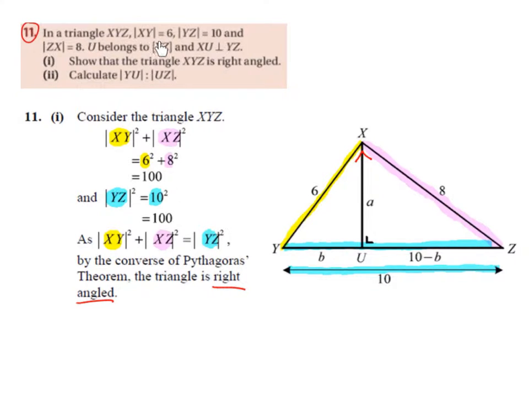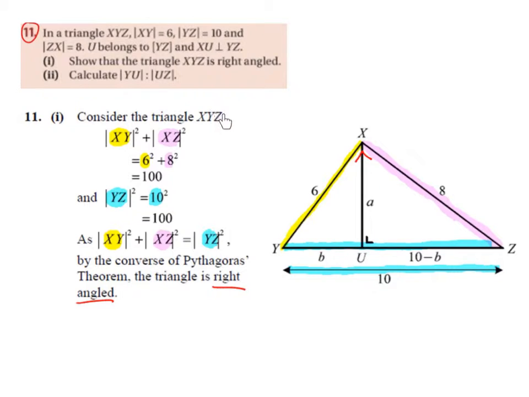U belongs to YZ, so U is a point on YZ, and XU is perpendicular to YZ. So we have a right angle here and a right angle here. Part 1, show that the triangle XYZ is a right angle triangle.